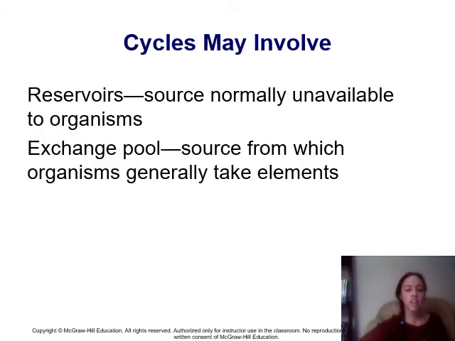Chemical cycling of any element may involve reservoirs and exchange pools. A reservoir is normally unavailable to organisms. Exchange pools are where organisms can get the chemicals in the reservoirs. Exchange pools are very important in any community of plants and animals.